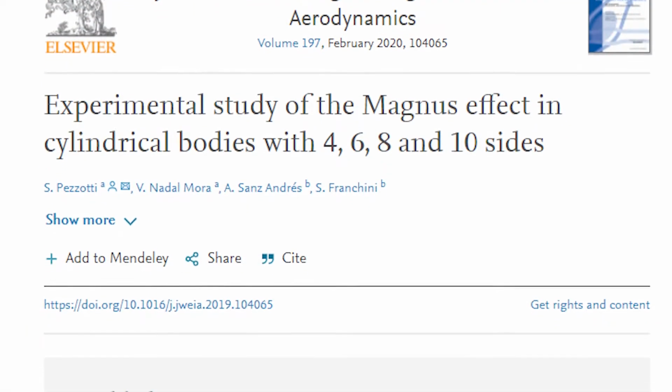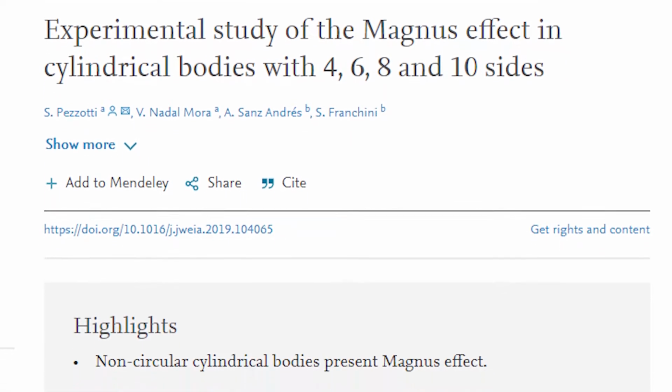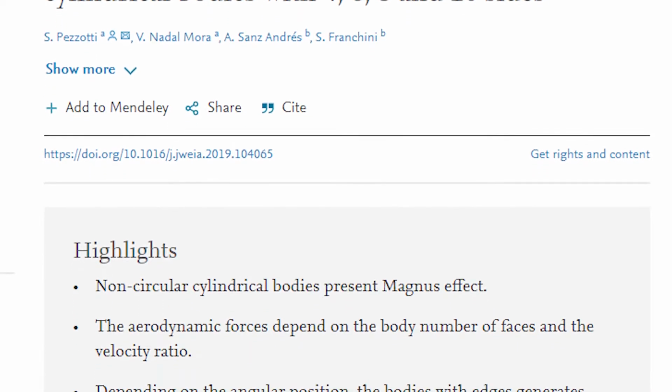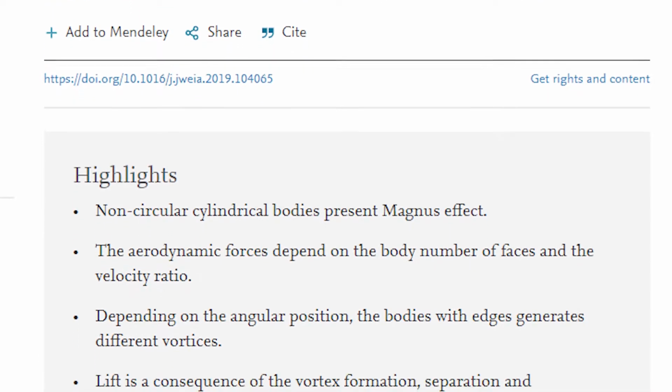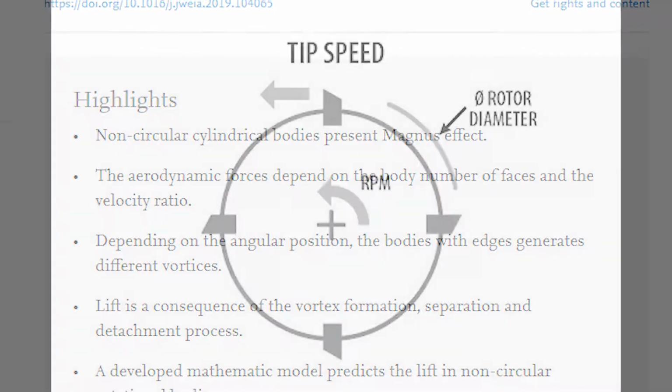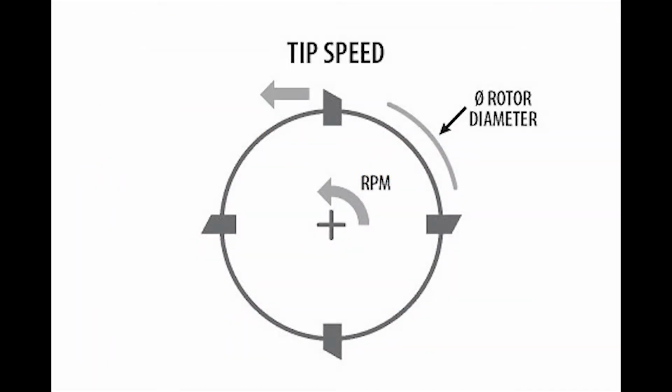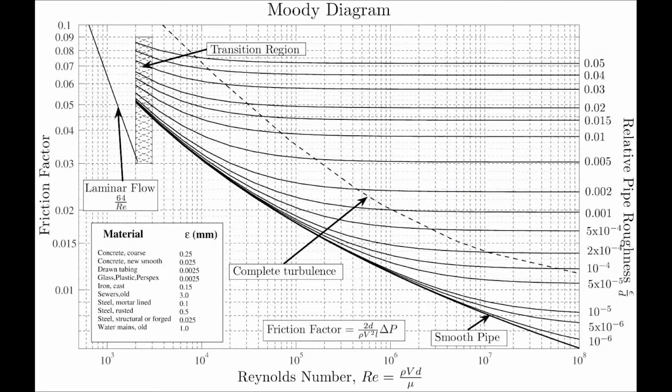Our results for this experiment were closely compared to a paper written on the same subject matter by Santiago Pizzotti, where these same polygons were studied in a wind tunnel. Two important differences are the Reynolds numbers and the tip speed ratios. Our Reynolds number was in the realm of 1.6 times 10 to the 6th for each simulation, whereas Pizzotti's was a maximum of 3.5 times 10 to the 4th.